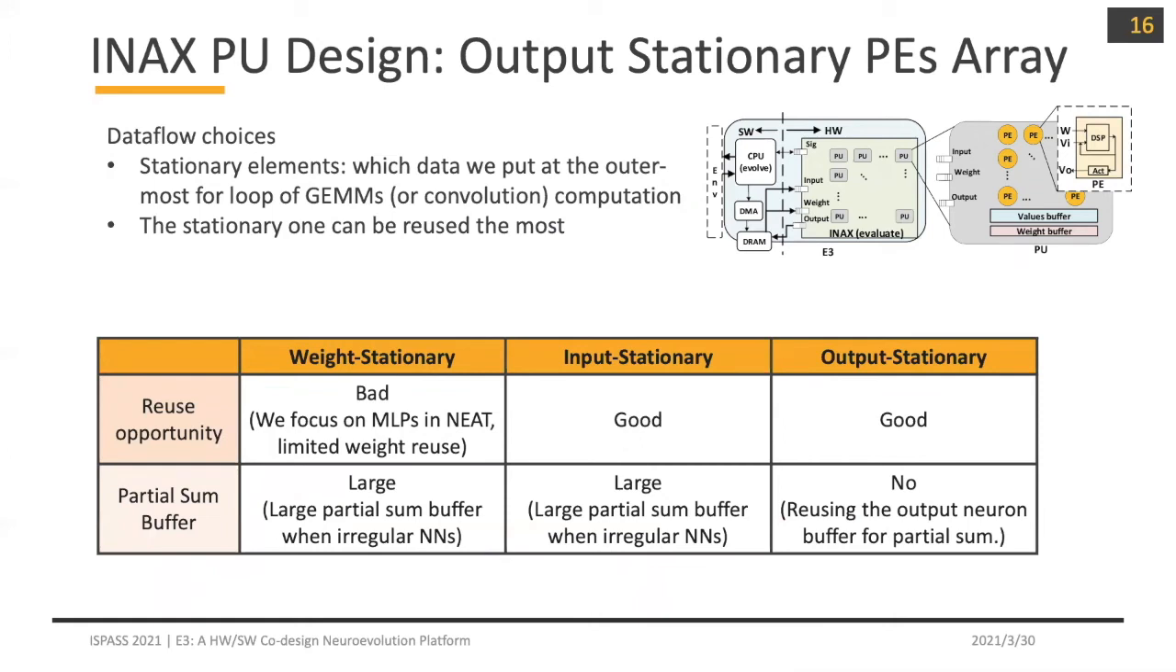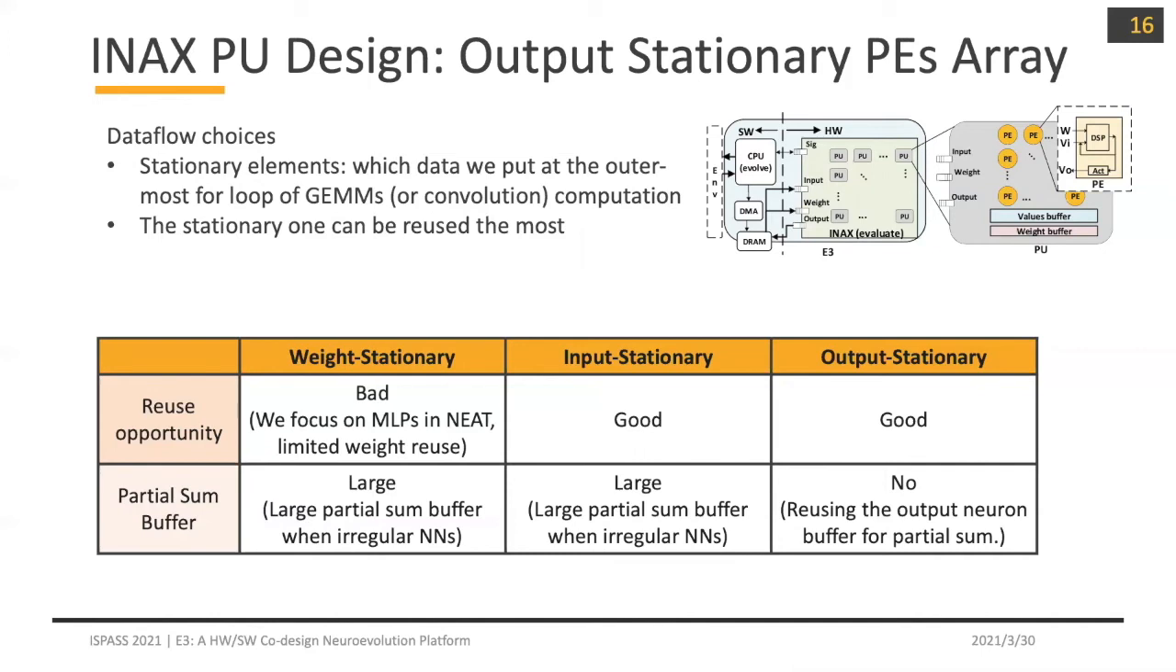We also say that we use the output stationary PE array. There are also other choices for stationary. So now let's look at what stationary means. Stationary means the one that we put at the outermost loop of our computation so that we can reuse the most. Some choices could be made like weight, input, and output stationary, and we choose them by two criteria. First is reuse opportunity. The second is the additional overhead or partial sum buffer.